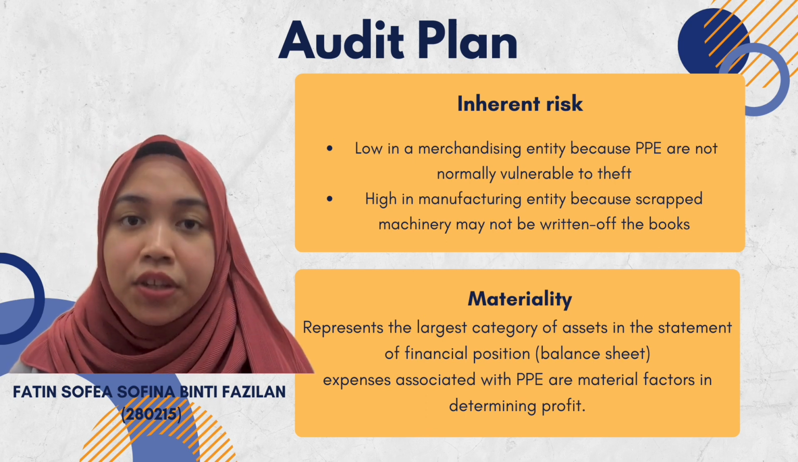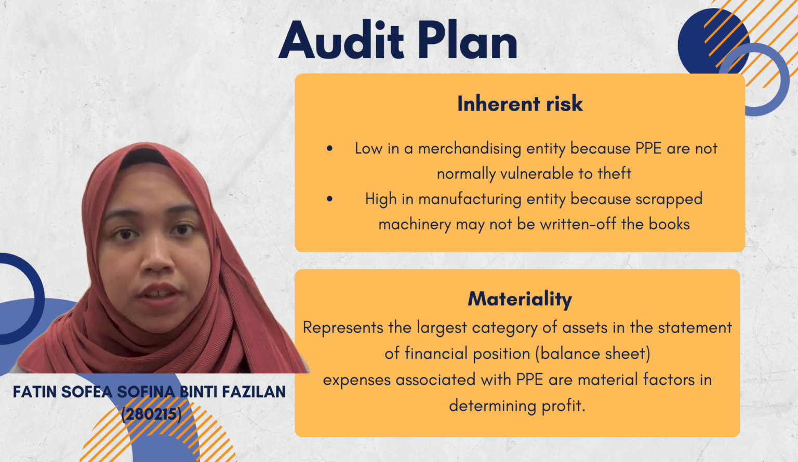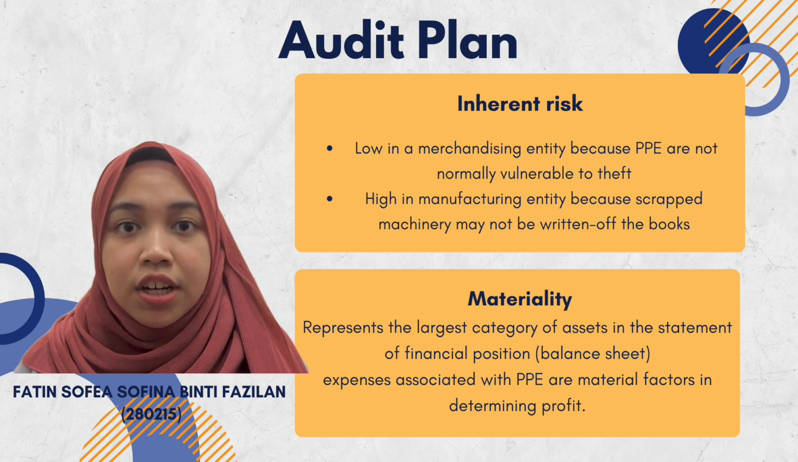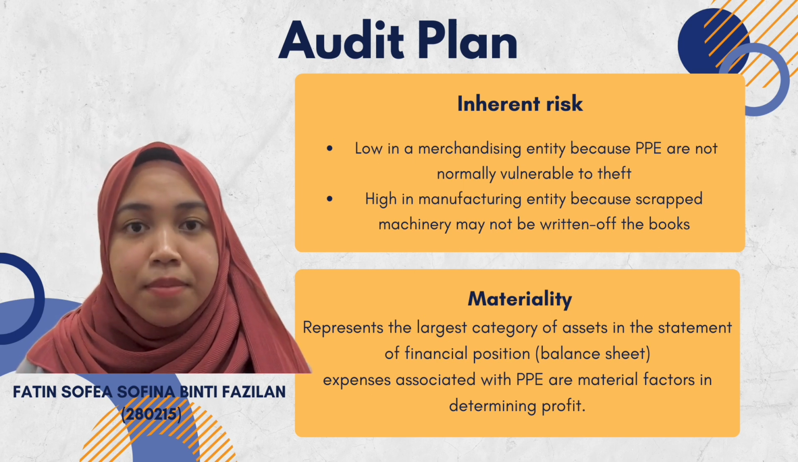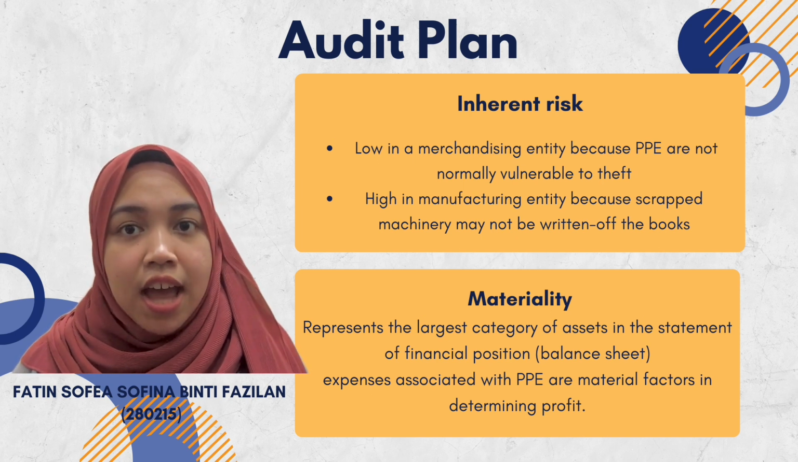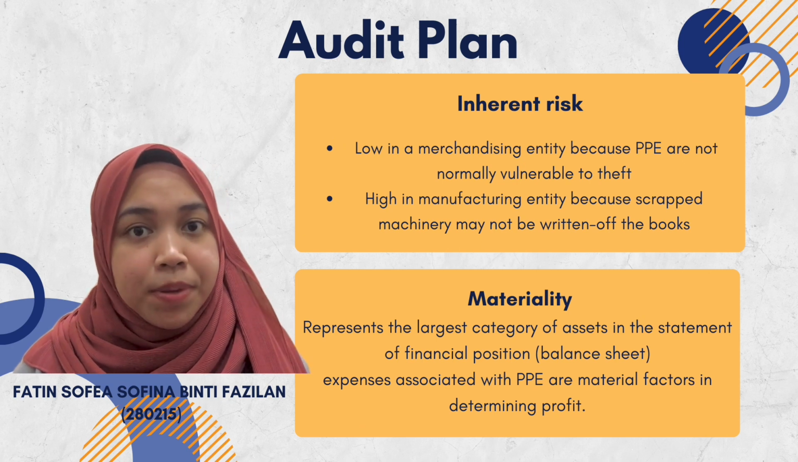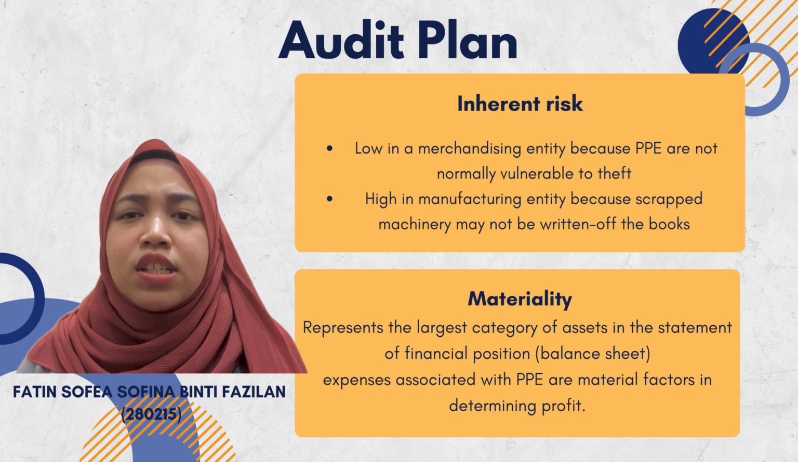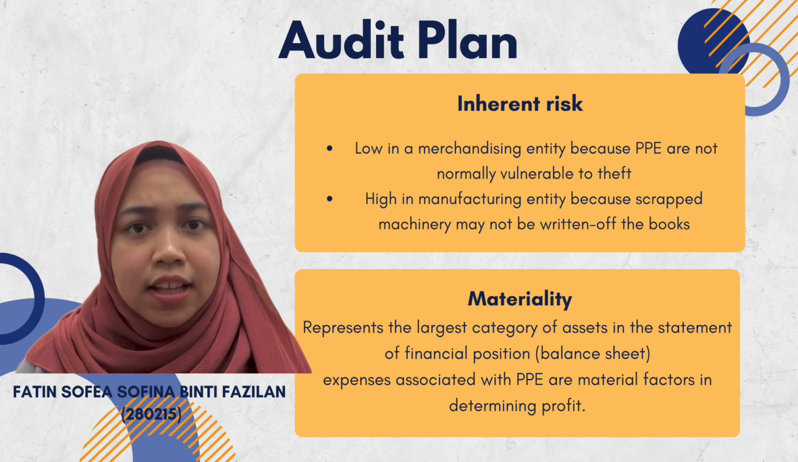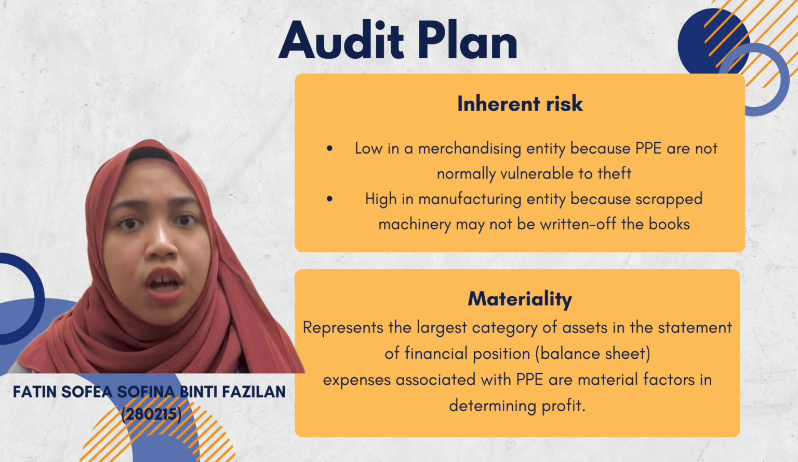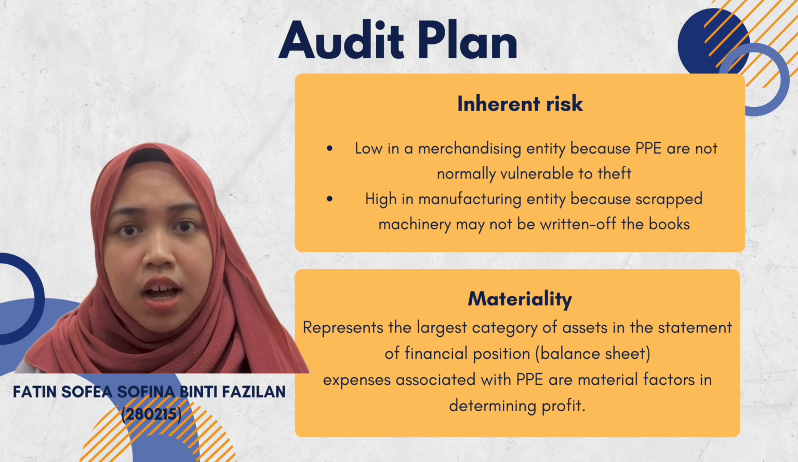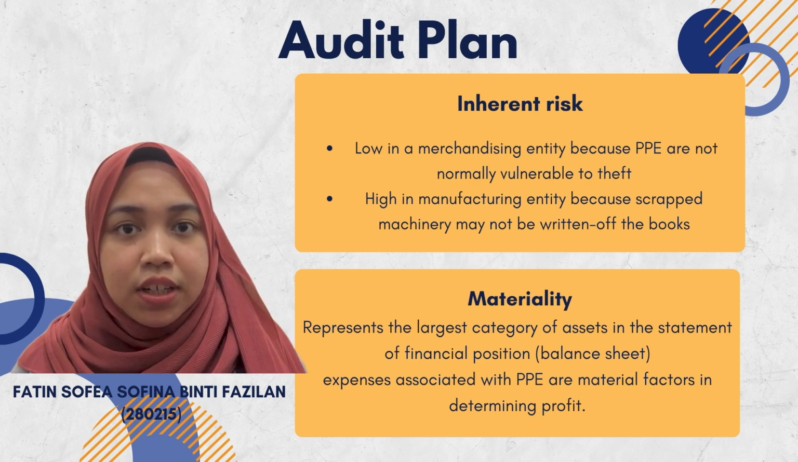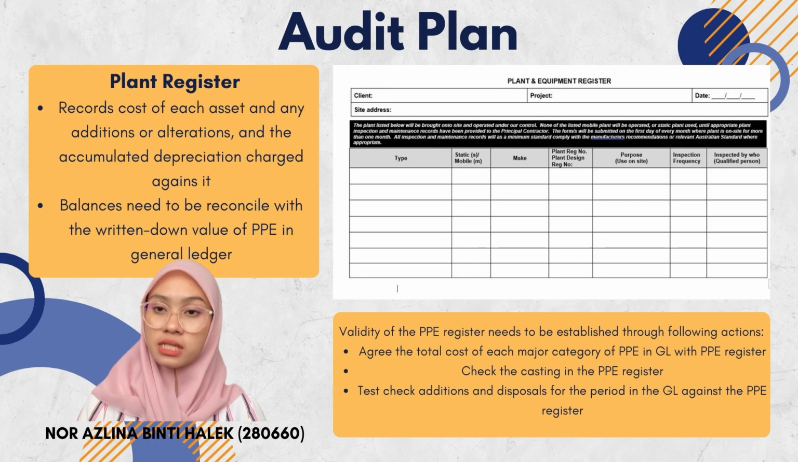Next is materiality. PPE often represents the largest category of assets in the statements of financial position, and expenses associated with PPE are material factors in determining profit. It is logical to claim that an item that converts a profit to a loss or vice versa must be considered material. Okay, third is plan register.